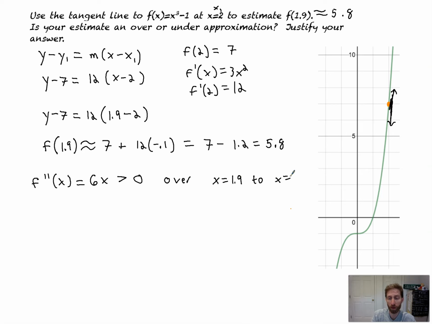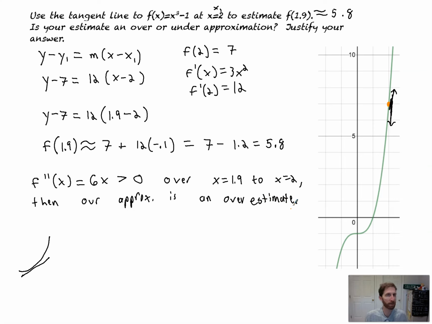It's the interval over which we're concerned, between where we're approximating to where we're actually drawing the tangent line, that we care about. So since the second derivative is greater than 0, we're concave up from 1.9 to x equals 2. Then our approximation, well, draw it out if you need to. Concave up, our approximation is an over approximate. Then our approximation is an overestimate. That's it. And that's a formal way of defining that.